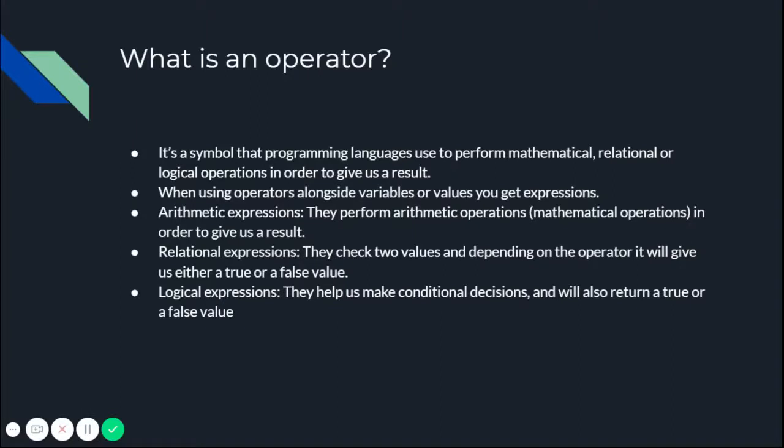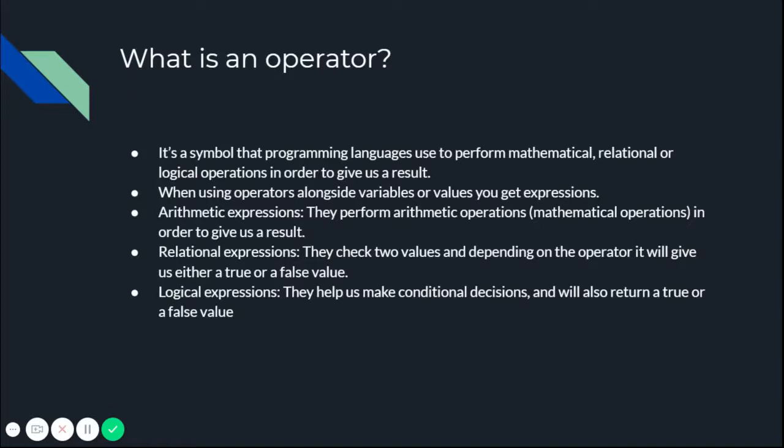What is an operator? An operator is a way of telling the language what type of operation it has to perform on two values, and usually the syntax consists of a value on the left, the operator, and a value on the right. This is what we call an expression.